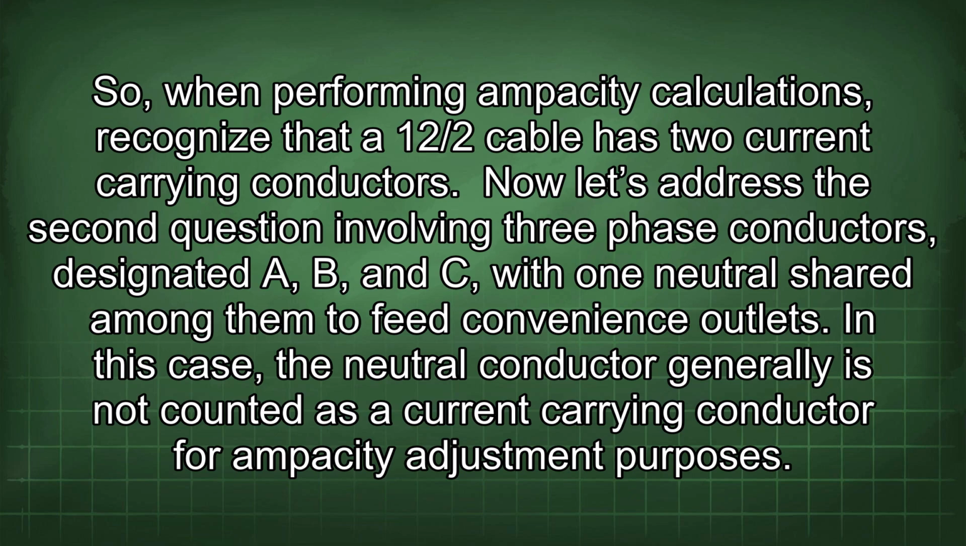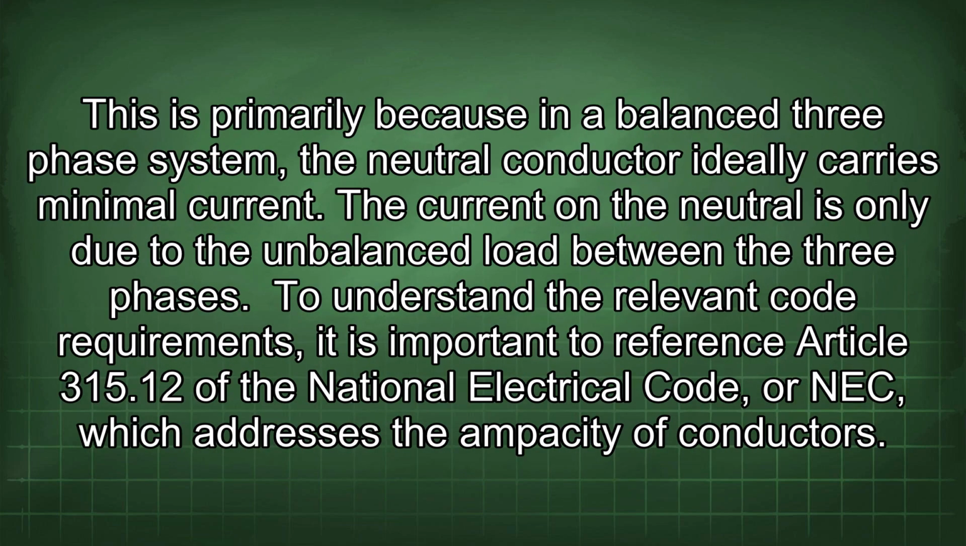Now let's address the second question involving three-phase conductors, designated A, B, and C, with one neutral shared among them to feed convenience outlets. In this case, the neutral conductor generally is not counted as a current carrying conductor for ampacity adjustment purposes. This is primarily because, in a balanced three-phase system, the neutral conductor ideally carries minimal current. The current in the neutral is only due to the unbalanced load between the three phases.